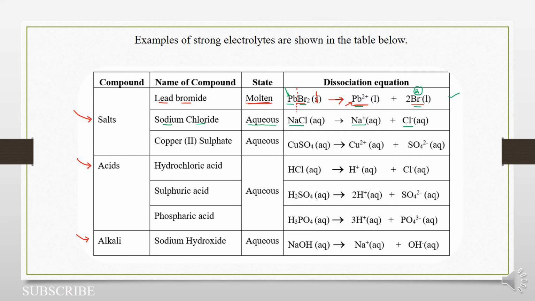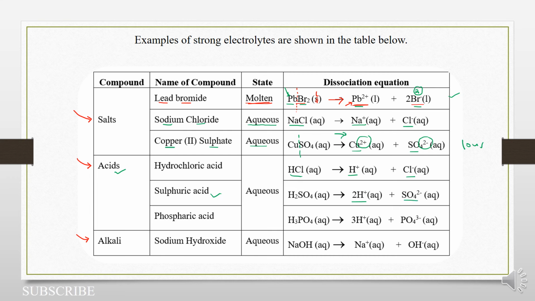into its corresponding ions. We also have copper 2 sulfate, aqueous. It will also ionize into copper 2 ions and sulfate ions. So it is ionizing because it's forming ions. At the same time, it is dissociating because at first it was together, but now it is separating into the ions. We also have acids: hydrochloric acid, into hydrogen ions and chloride ions. We can also have sulfuric acid, into hydrogen ions and sulfate ions.